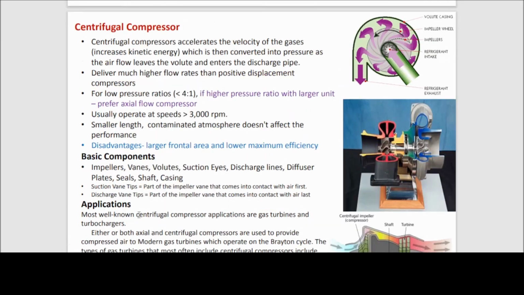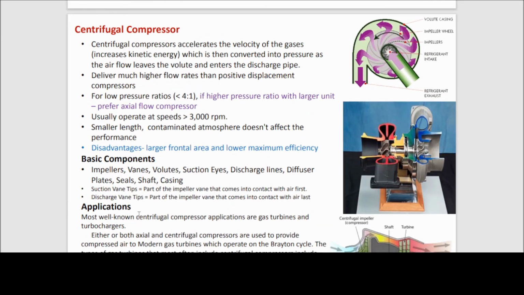Now you can see the figures in this slide. On the topmost figure, this is the volute casing. It has a spiral shape. Now this is the impeller wheel. This is the impeller, and these we call vanes, and this is the intake pipe, the suction pipe, and this is the delivery or exhaust pipe. So here some refrigerant is used.